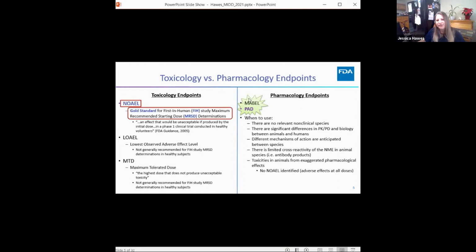Since toxicology endpoints are actually the standard expectation, it is important to know when it is appropriate to use pharmacological endpoints. The most common reasons include when there are no relevant non-clinical species to assess activity of the drug product, when there are significant differences in PK/PD and biology between animals and humans, and when toxicities in animals resulting from exaggerated pharmacological effect can be associated with the absence of a no AEL.